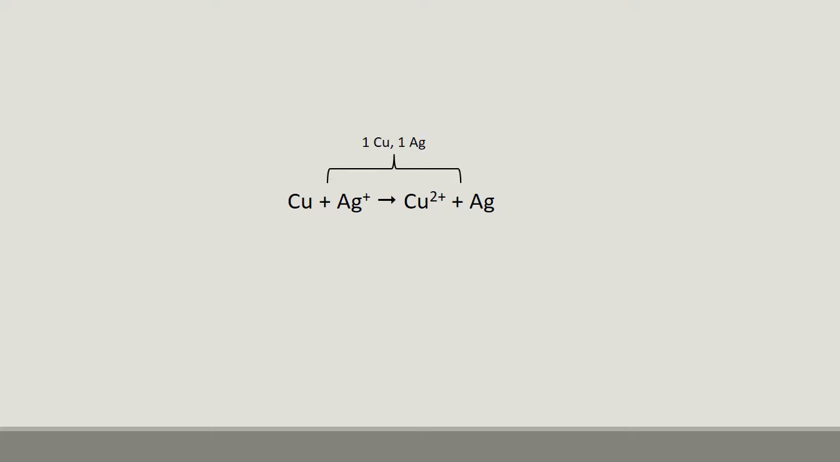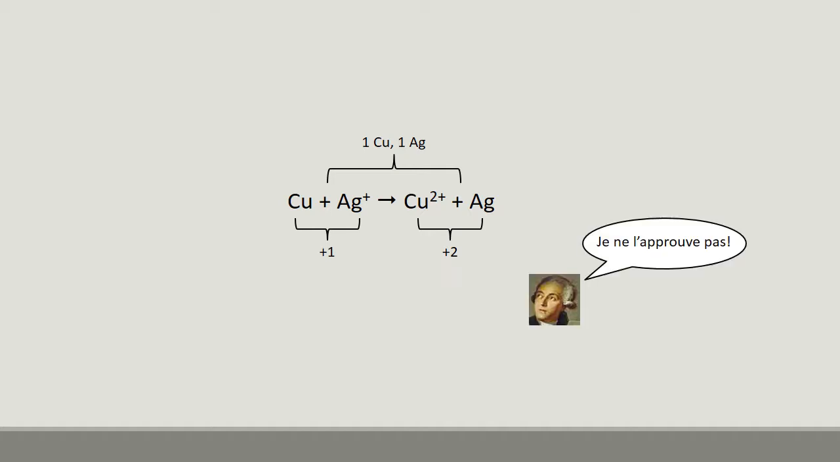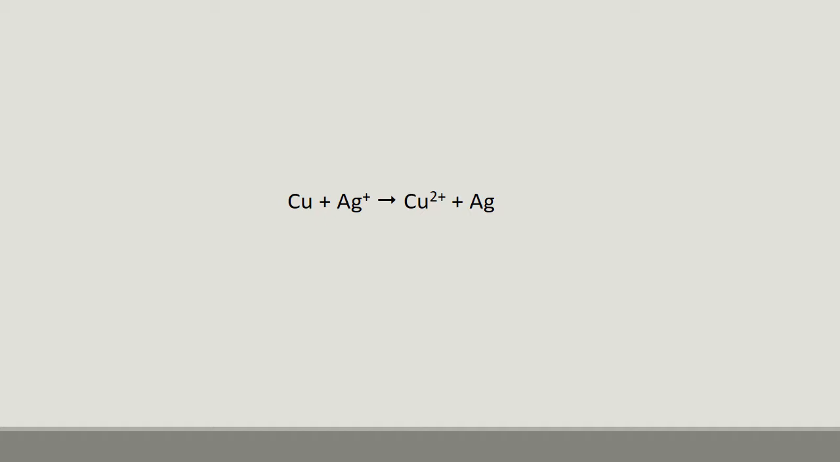There's one copper and one silver on each side, but the total charge on the left is +1, and on the right is +2. That means we've lost an electron during this reaction. It may only be one electron, but it's still breaking the law of conservation of mass. We can get a better sense of how to fix this by breaking the reaction into two halves.